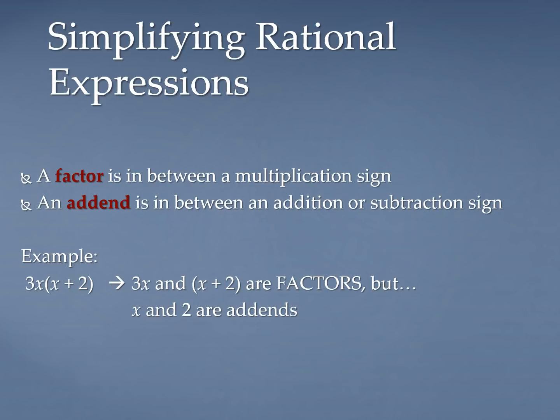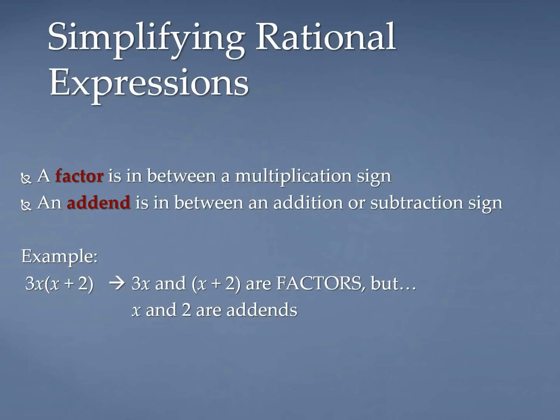Now, a factor is in between a multiplication sign. Factors are things that are being multiplied together. An addend, on the other hand, is separated by addition and subtraction symbols. Addends are in between addition or subtraction signs. Now, if we take a look at some examples down here to solidify factors versus addends, take a look at the first example here, 3x times x plus 2.